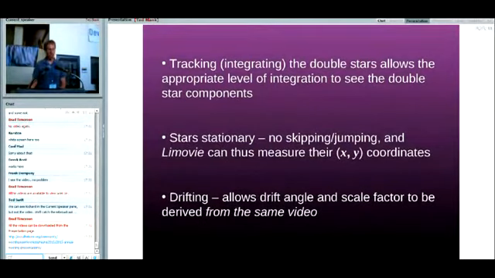Now, why do we do this? Well, the tracking portion, as I just mentioned, allows you to see the faint star, and the drifting portion allows you to put the line moving apertures on there and let it drift, and that gives you the scale factor and drift angle. Next slide, please.